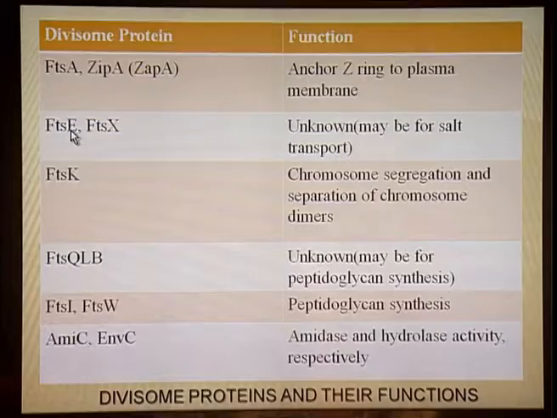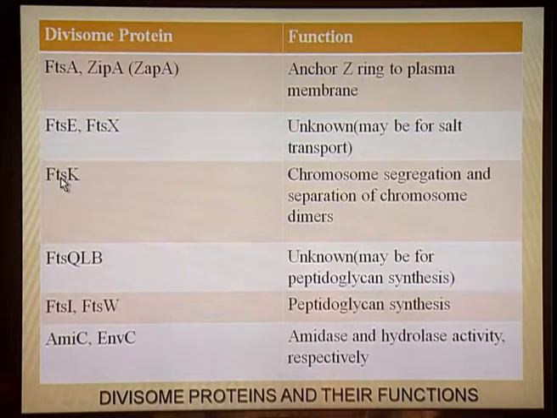Next comes FtsE and FtsX. Now, most of their function is not known, but it is postulated that they may be helping in some kind of salt transport, which may be required in the cell during the division process. FtsK is very important because it helps in chromosome segregation and separation of the chromosome dimers. So, this event should take place with the help of FtsK so that the next steps can proceed.